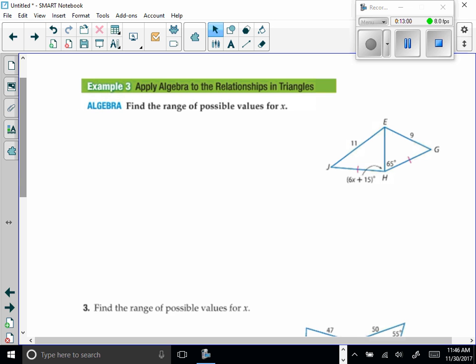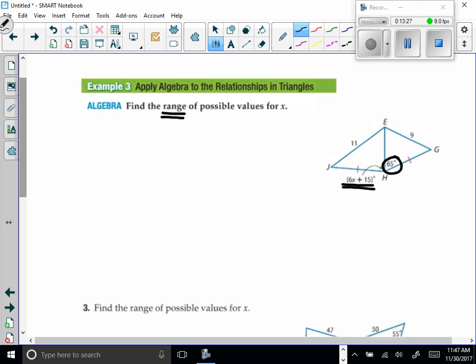All right, the next one, it says apply algebra to the relationships in this triangle. And this particular one is asking us for a range of possible values for x. So I see x is actually part of my expression 6x plus 15. And it's an angle measure. And the other angle measure I have is 65. So I need to figure out the possible range of values.